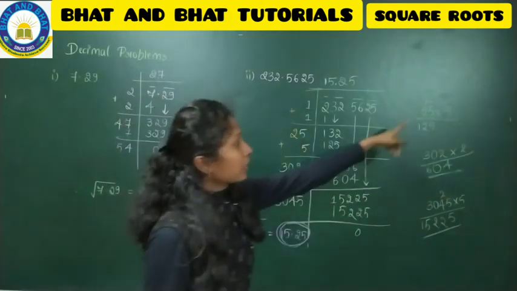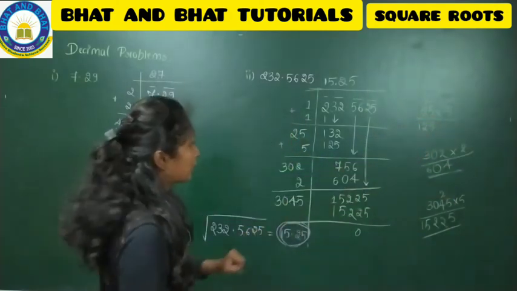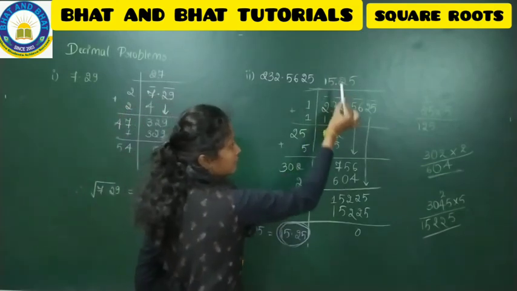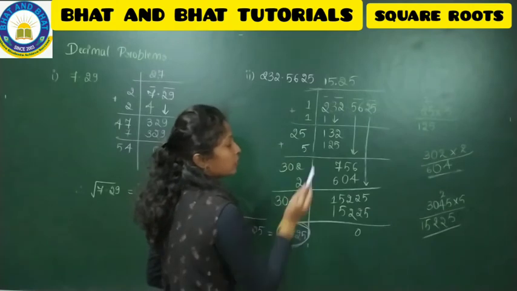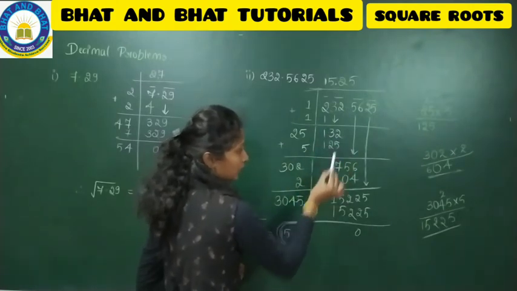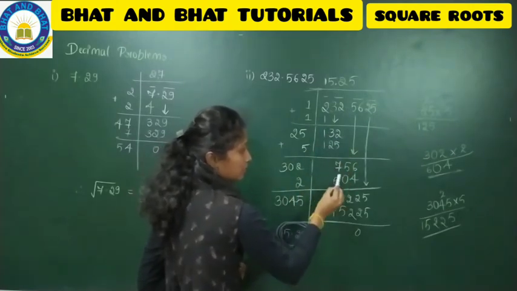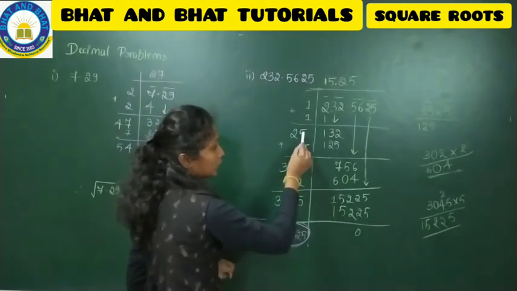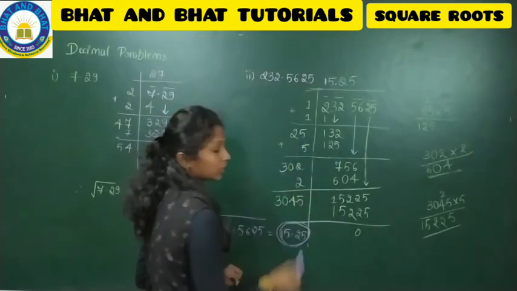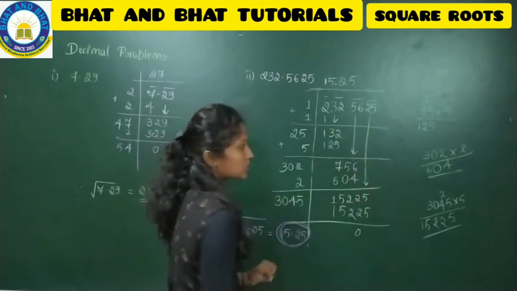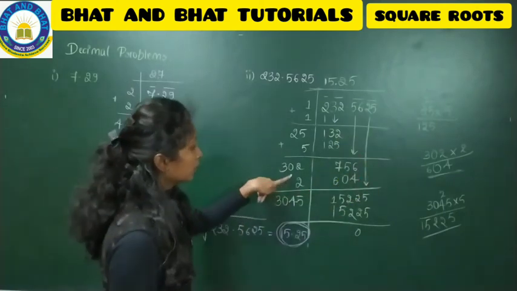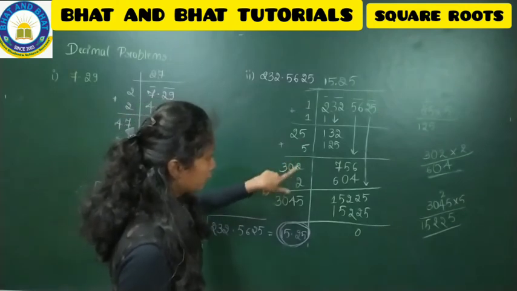Okay, 25 fives are 125 I have got. So 25 fives are 125. So 132 minus 125, 7 is the remainder. Okay, and here you are going to add this, you will get 30. Fine. So here 7 is the remainder, with that 56 you are going to take down. Okay, so now 30 you have got.